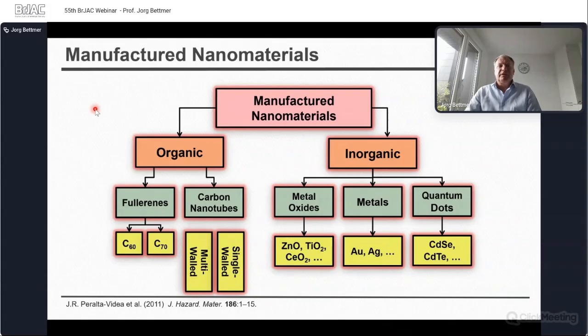Maybe you don't know, but we are surrounded by nanomaterials all the time because there's a huge number of manufactured nanomaterials that you can distinguish between organic ones. The famous ones are the fullerenes or the carbon nanotubes, and the ones that affect us a little bit more are related to inorganic materials. That can be metal oxides, metals, or quantum dots. And here are given some examples. Especially these metal oxides and the metals, we are surrounded by in our daily life every day.